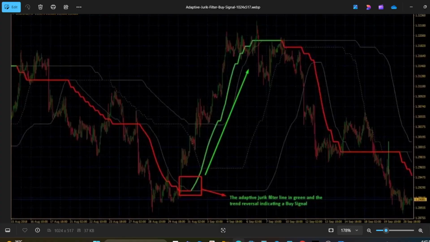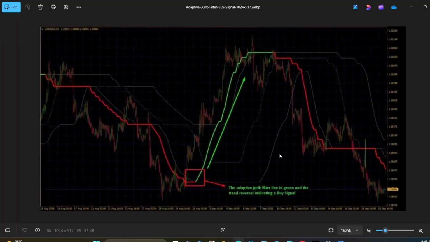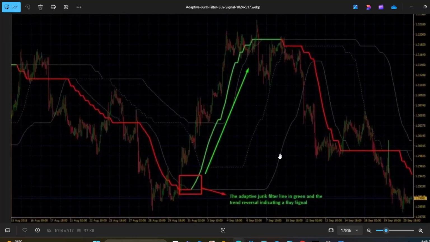Now, if you have been trading for a while, you know that accuracy and precision are essential for making the right trading decisions. Traditional indicators like moving averages and oscillators can be helpful, but they often lag behind or get choppy in volatile market conditions. That's where the Adaptive Jurik Filter comes in.